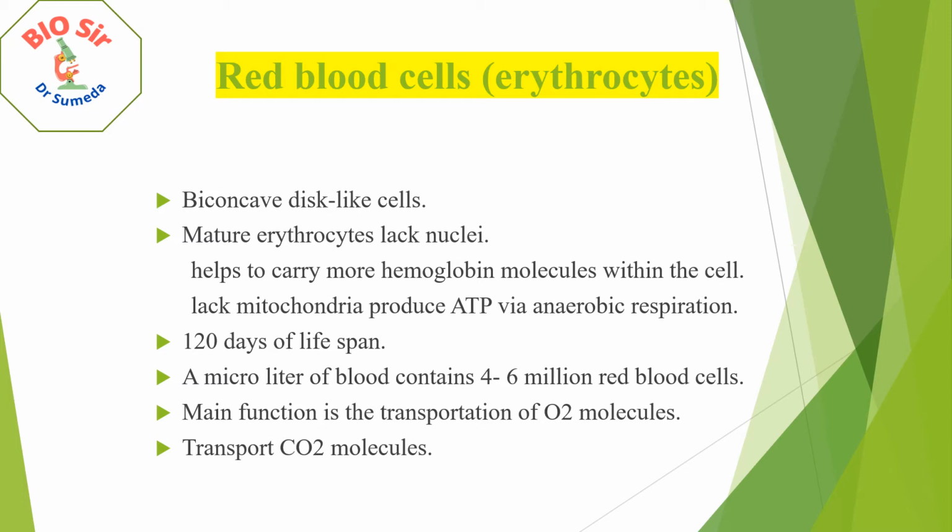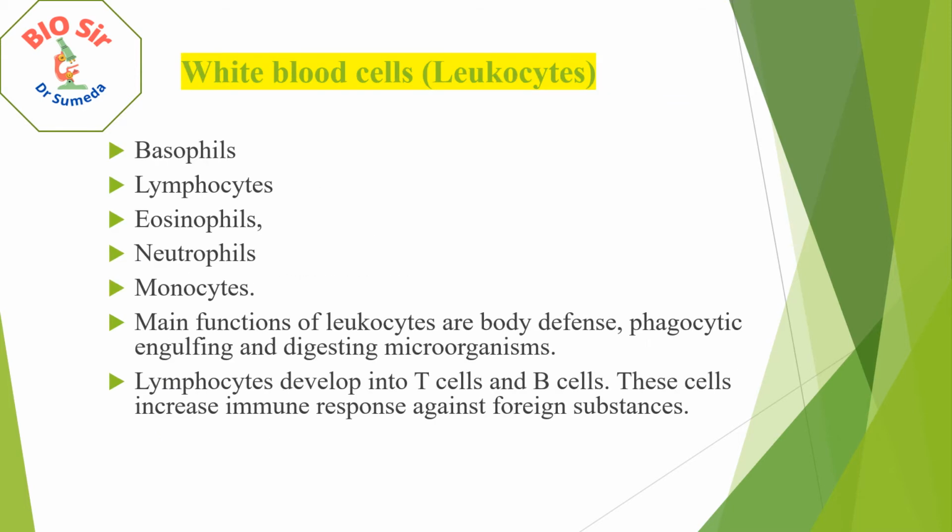Another important point about red blood cells is sickle cell anemia. The biconcave disc-like shape of the red blood cells is distorted in sickle cell anemia. There you have the sickling of the cells. The normal biconcave shape is there, but not in sickle cell anemia. The major function of red blood cells is to transport oxygen molecules, but they also transport carbon dioxide.